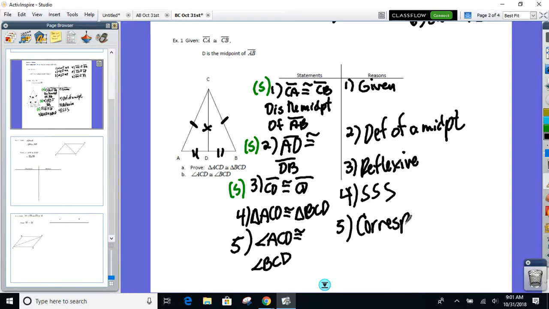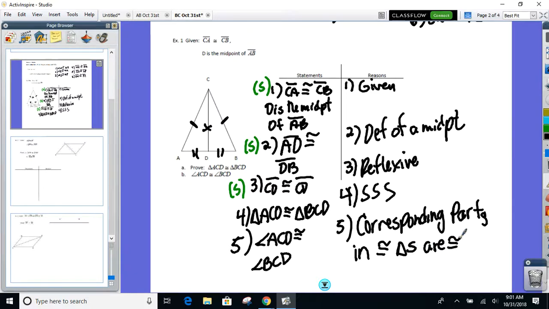Corresponding parts in... nope, don't even say it. Corresponding parts in, what type of triangles do I just have? Corresponding parts in congruent triangles are congruent.